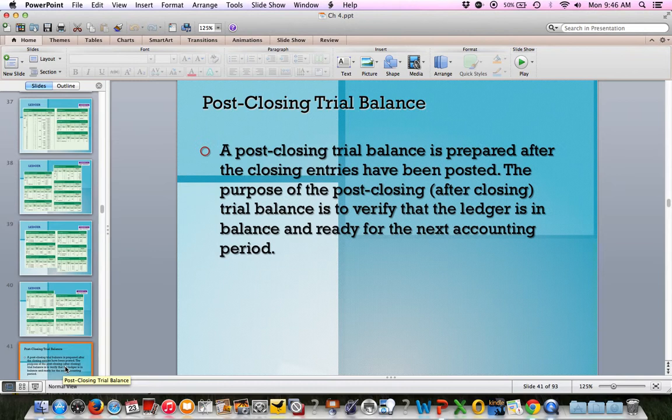So therefore, a post-closing trial balance is prepared after closing entries have been posted. The purpose of the post-closing trial balance is to verify that the ledger is in balance and ready for the next accounting period.